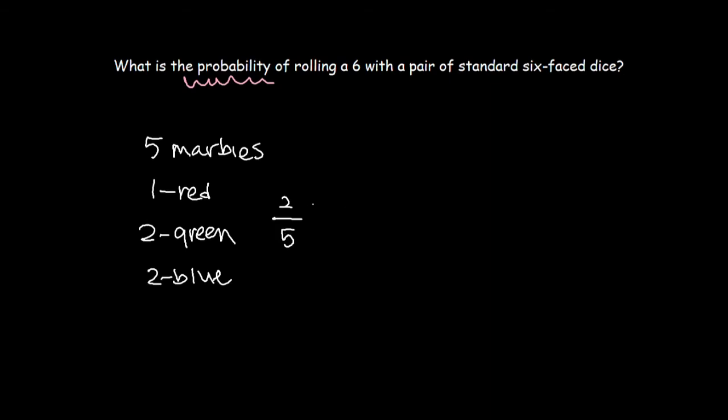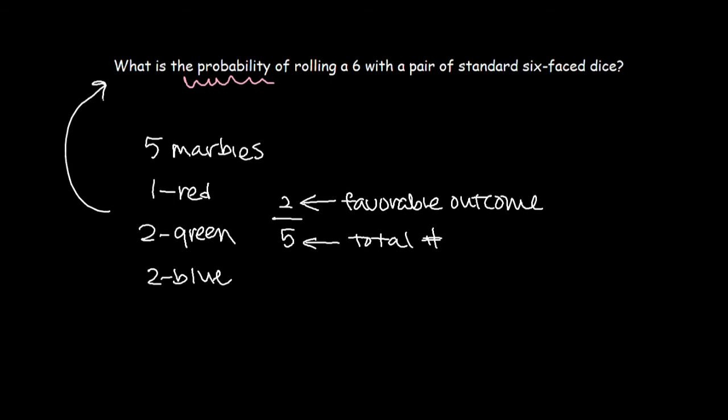Why? 2 is the favorable number of outcomes, right? A favorable outcome is the outcome that you want, which is choosing a green marble, and the 5 represents the total number to choose from, right? This is the concept, super easy, that you'll be using to solve any probability question. So that's a quick example.